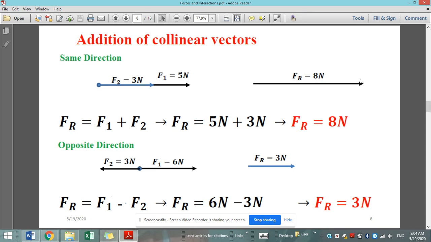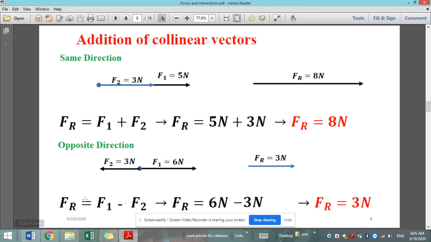They sum up together. And if I want to write it in the vector form, I have to write Fr vector equal 8i vector. However, considering opposite collinear vectors, such as these shown in this diagram, we have F1 of magnitude 6 Newton, which is horizontal to the right, and F2, which is equal to 3 Newton, horizontal to the left, so they have opposite directions. They're not going to sum up. One is going to not cancel, but to decrease to result in a less resultant force.